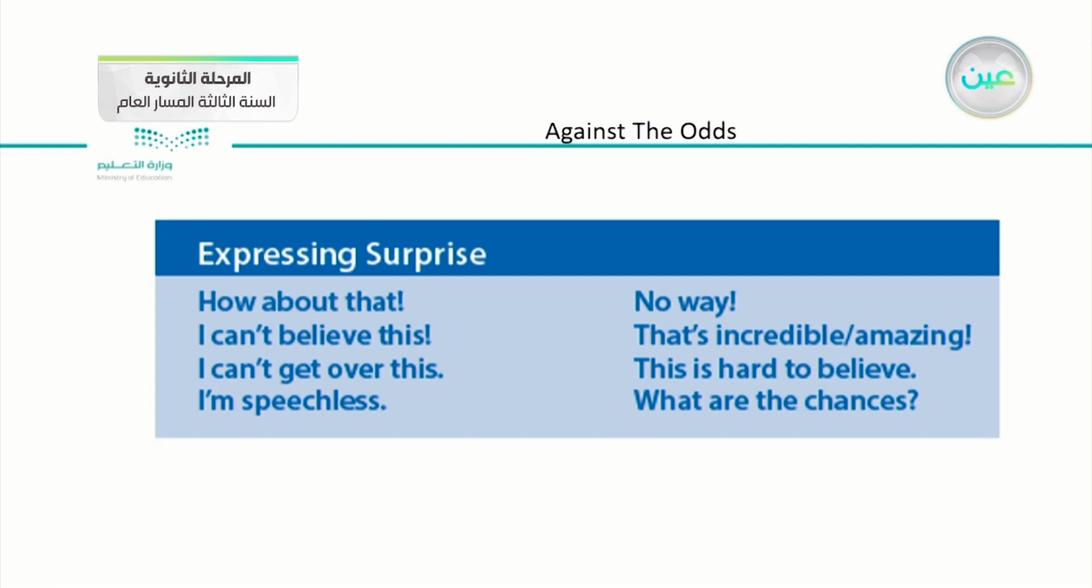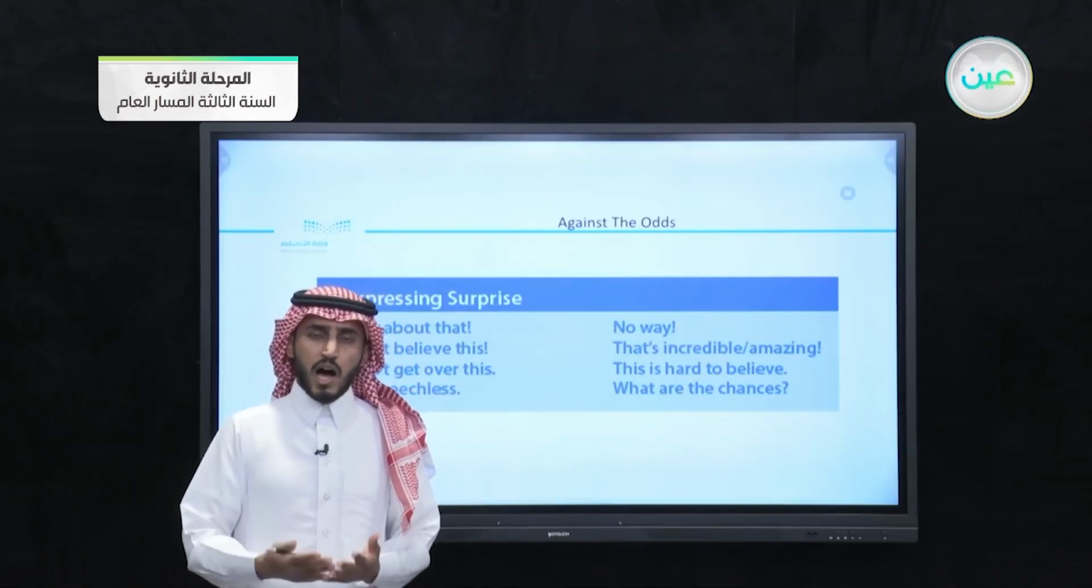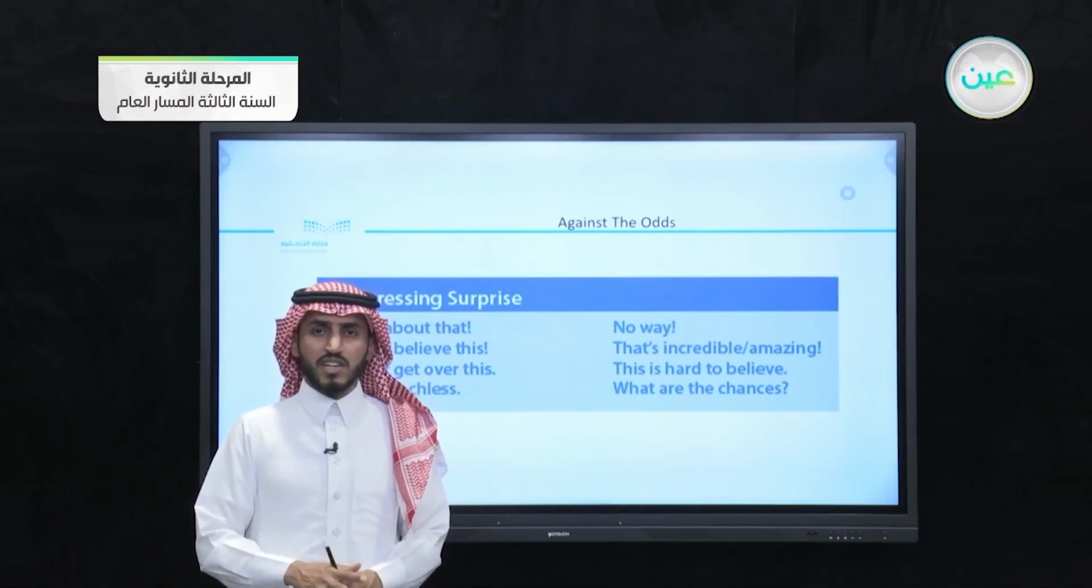The first one is how about that? Number 2, I can't believe this. Number 3, I can't get over this. Number 4, I'm speechless. Speechless is when you are unable to express yourself, unable to say anything. Number 5, no way, or that's incredible or amazing. This is hard to believe. And what are the chances? All these expressions are ways to express how surprised you are when you are put in a surprising situation.